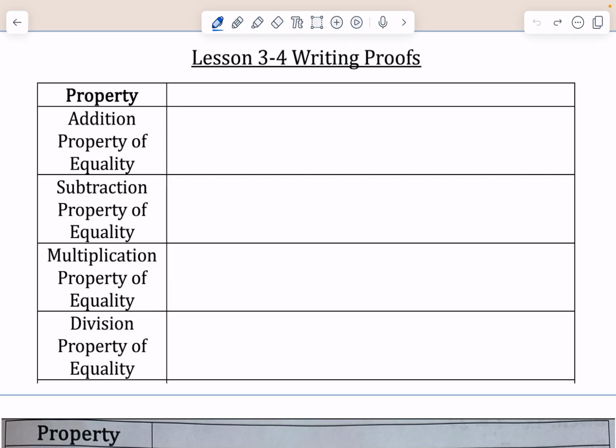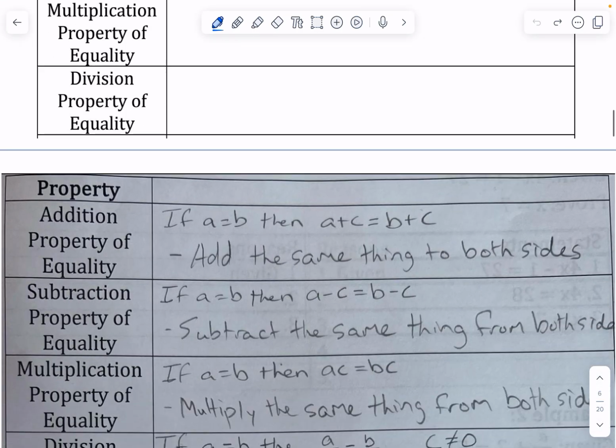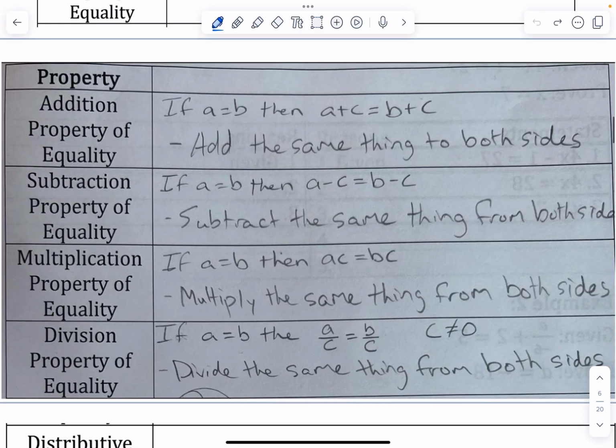So if you open up to 3.4, there's a bunch of properties in there that we're going to use in the proofs. These are properties that you've been using forever. What I did is I just wrote them in my notes, took a picture of them. If you need to pause the video to get those written down, you can. I am going to just talk through them here. So if you need more time, feel free to pause to make sure you can get them written down.